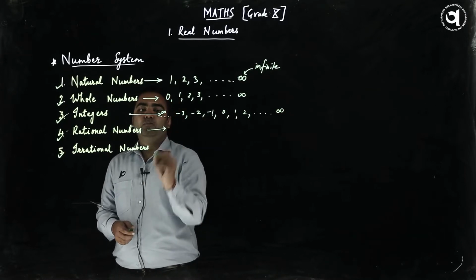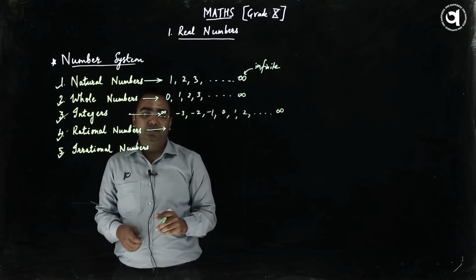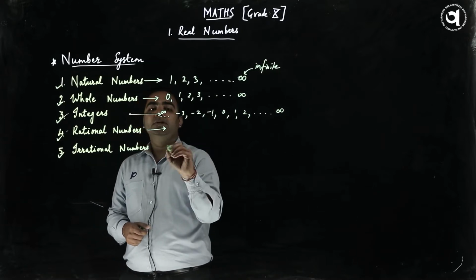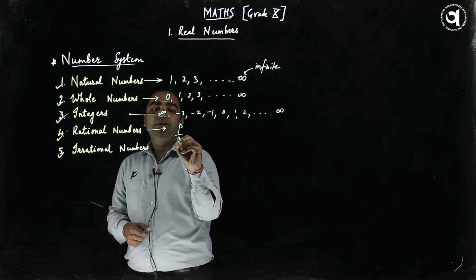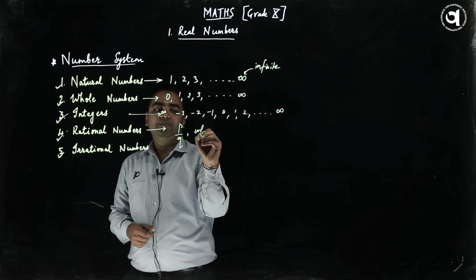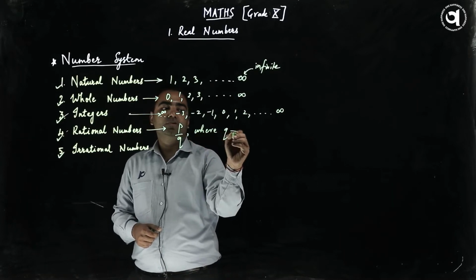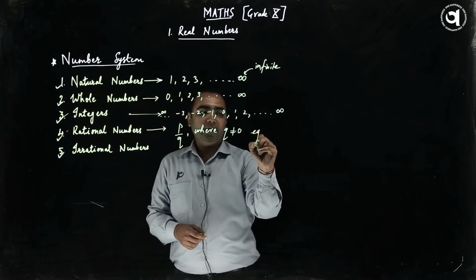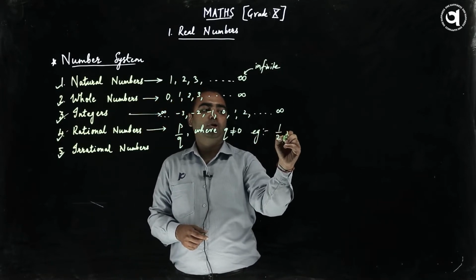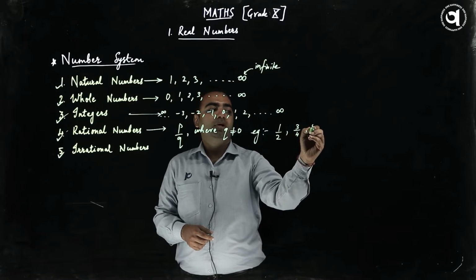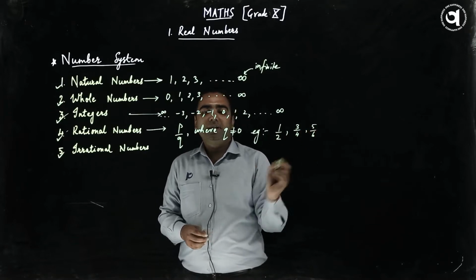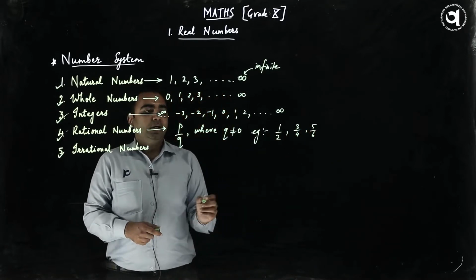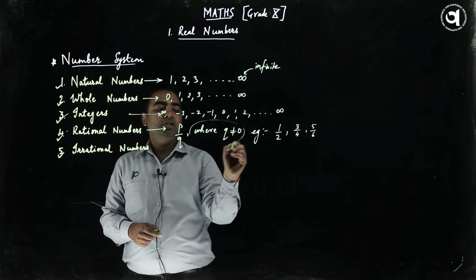Now the next and most important thing, that is rational numbers. Now what are rational numbers? A number which can be written in p upon q form, where q should not equal 0, is said to be a rational number. For example, 1 upon 2, 3 upon 4, 5 upon 6, these are all said to be rational numbers.